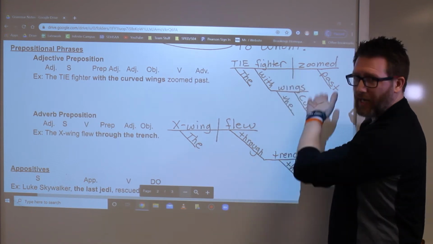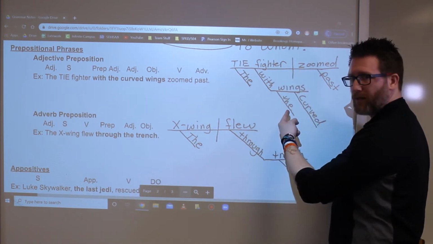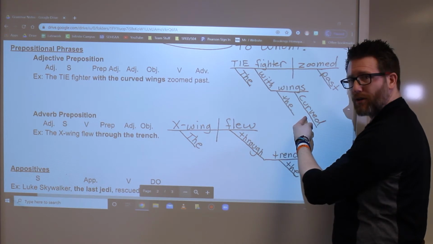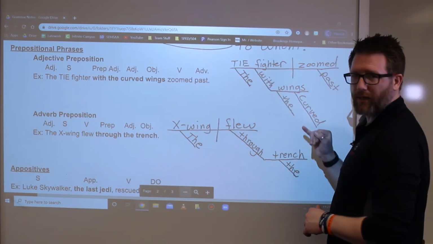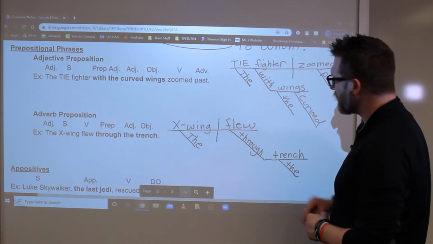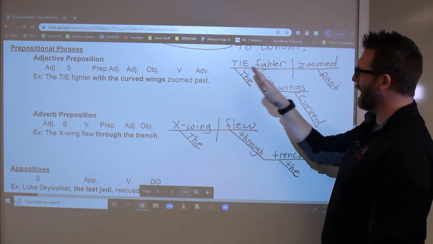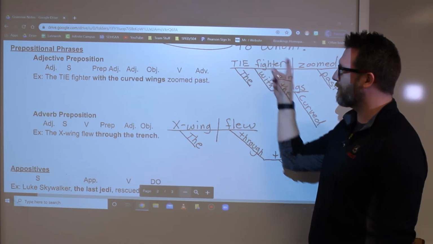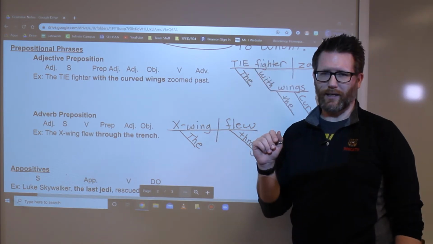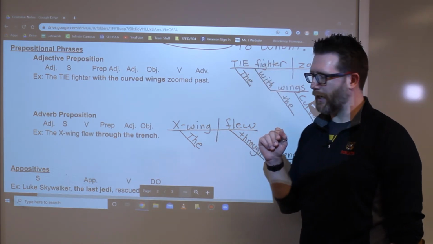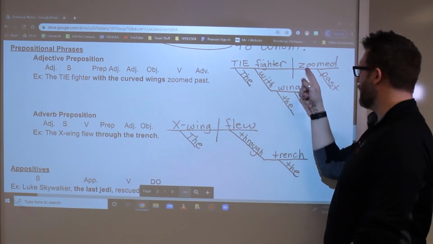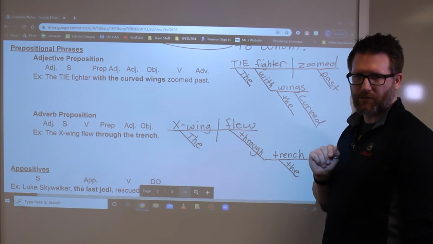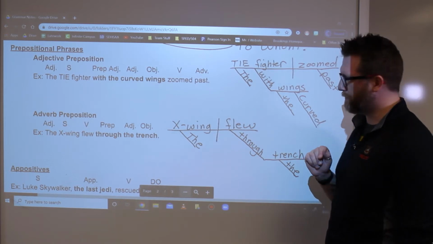So what describes the wings? Well, the curved wings, right? So it's like a rib within a rib. That's how you do it. And again, it is touching the TIE fighter because that is what it's describing. And then, of course, past over here to finish it off is an adverb touching zoomed.